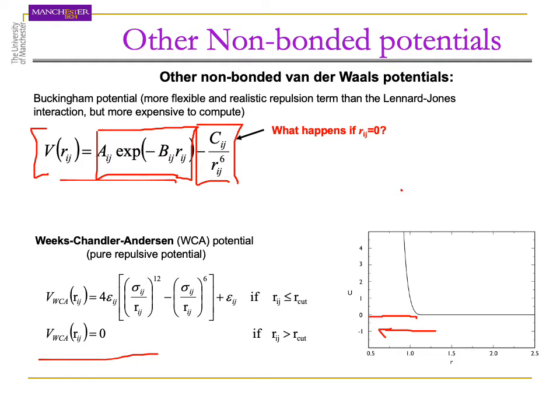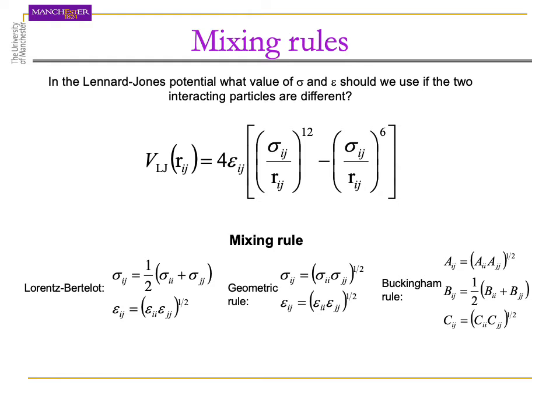I ask you to think about what happens when this potential, when r goes to 0, and try to think what could be the difference with respect to the pure Lennard-Jones potential. As we said in the previous slides, the Lennard-Jones potential depends on two different parameters, epsilon and sigma, which are specific for the specific atoms that you are considering. If you are considering, for example, argon, you will have a specific value of epsilon and sigma for the argon atoms.